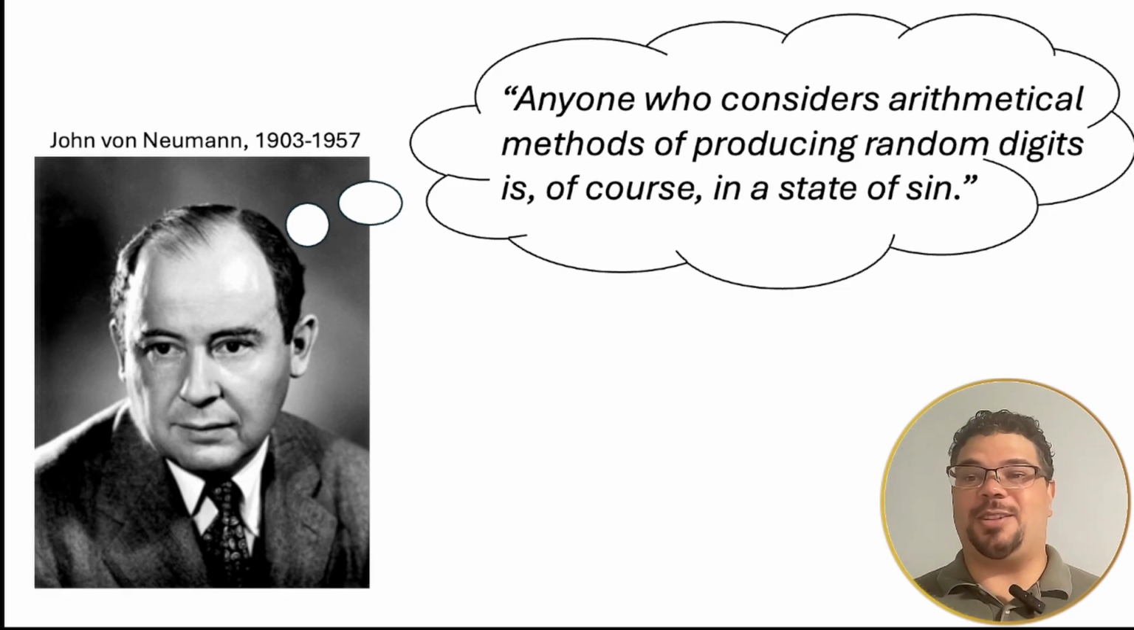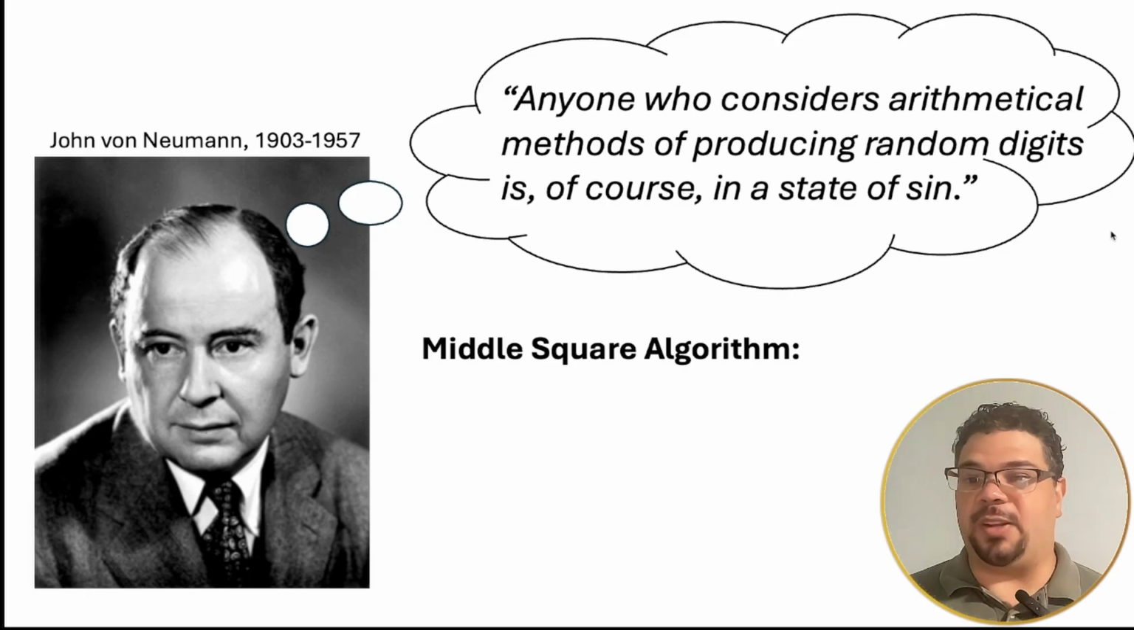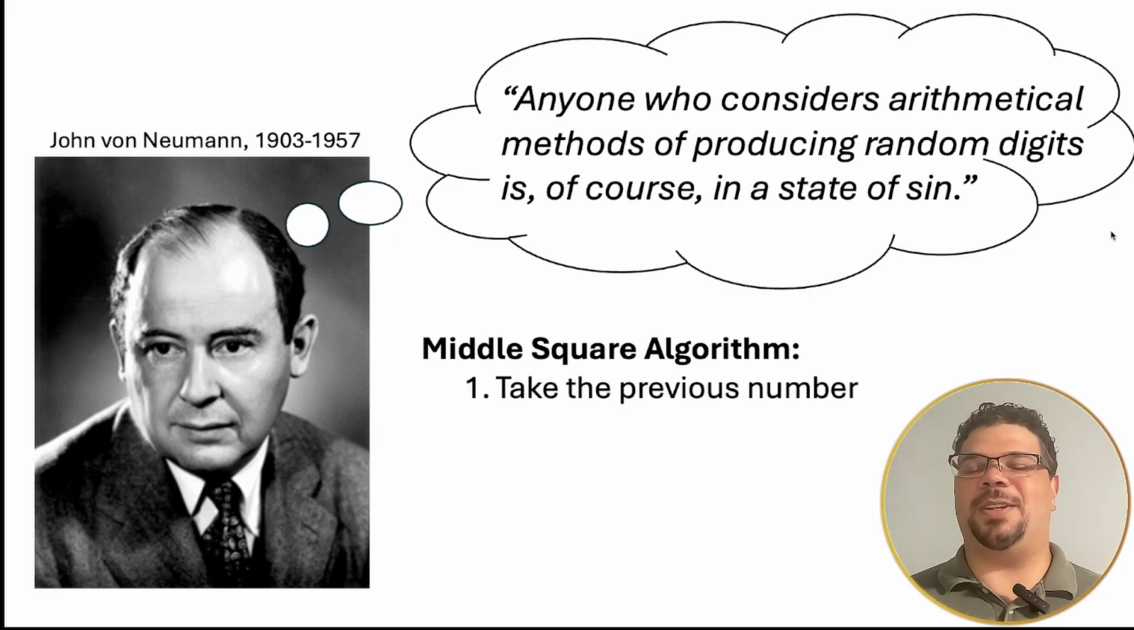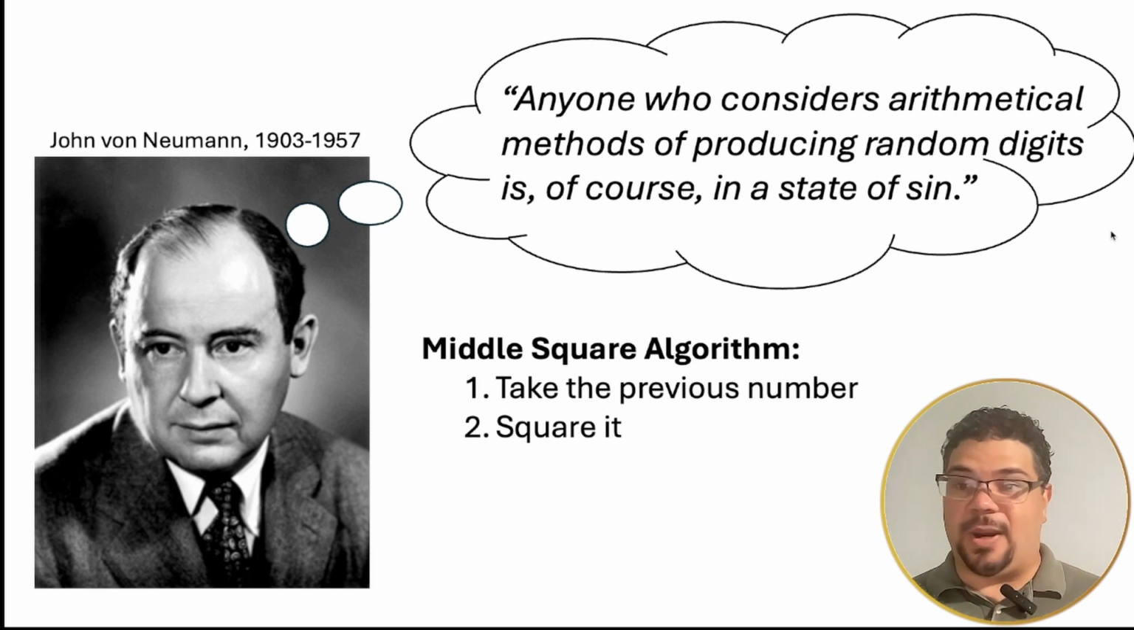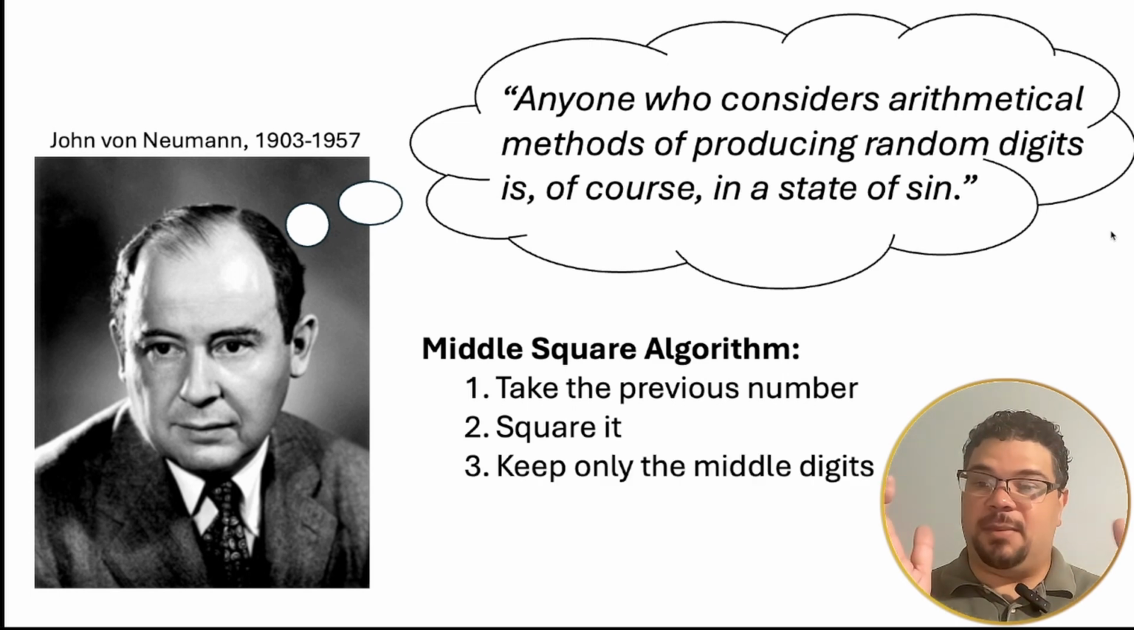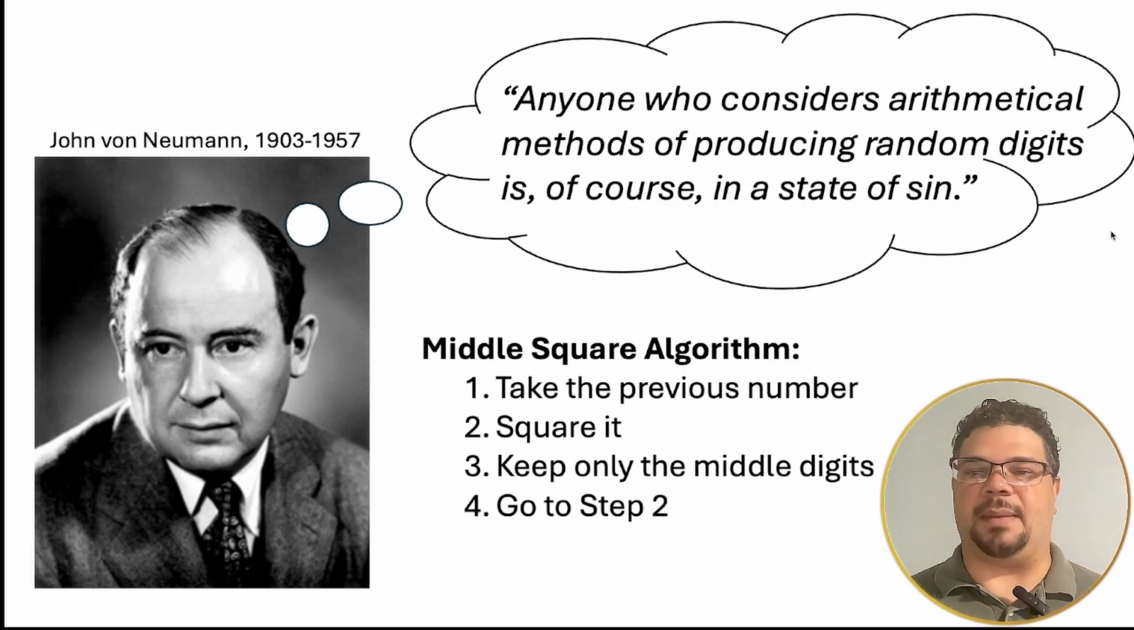Fear not, he also produced the first and one of the most famous algorithms for doing this, called the middle square method, or the middle square algorithm. So von Neumann himself tells us something we can do, which is to take our first number, called the seed number, square it to get a new number, and take the middle digits, and that will be the next number. And we just repeat and repeat again.